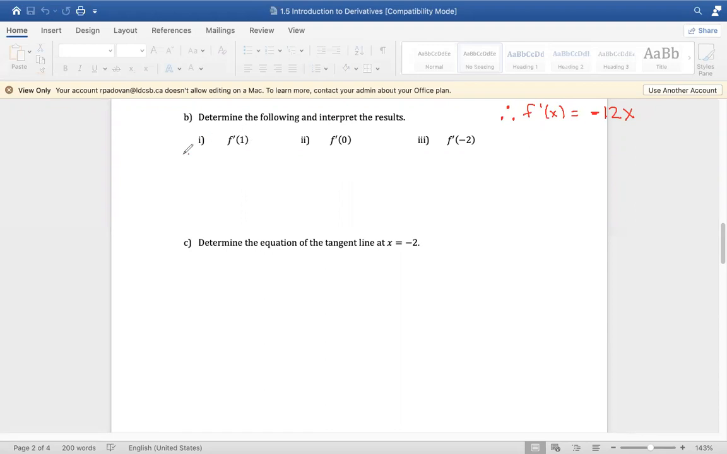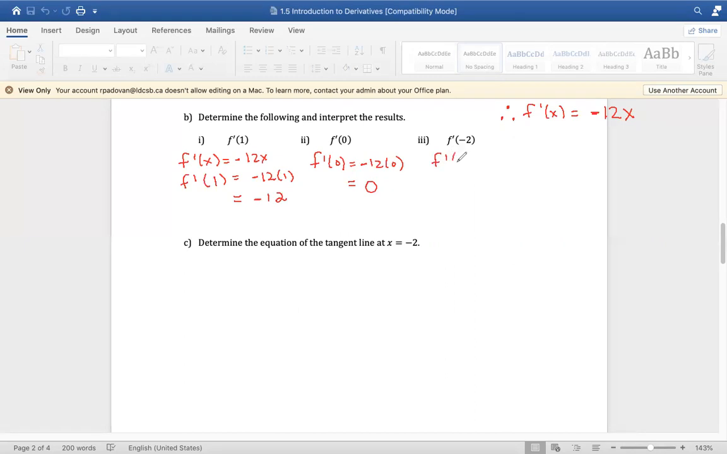So I use my equation. If f prime of x is equal to negative 12x, then I'm looking for f prime at 1. I'm just subbing 1 in for x, and I get an answer of negative 12. So let me finish the 3 first, and then I can explain using all 3. What am I doing here? What am I finding here? What does that mean? So f prime at 0 is equal to negative 12 times 0, which is just going to be 0.